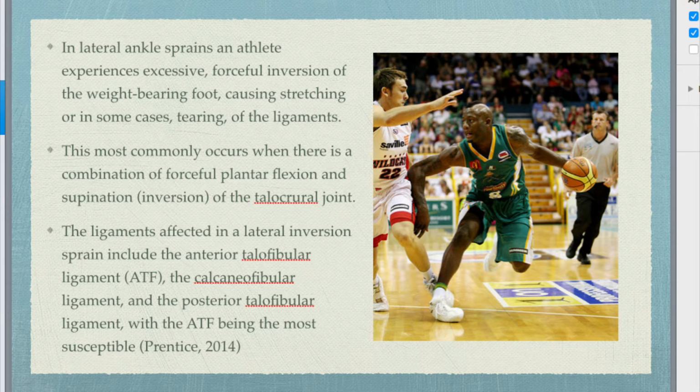Now, the ligaments that are affected in this injury tend to be the anterior talofibular ligament, the calcaneofibular ligament, and the posterior talofibular ligament, with the ATF being the most affected typically in an inversion sprain.